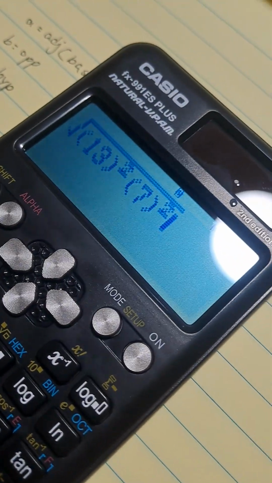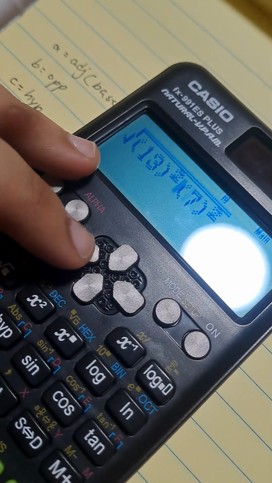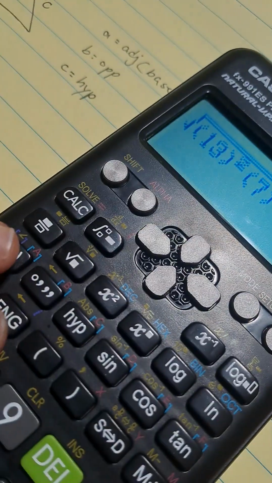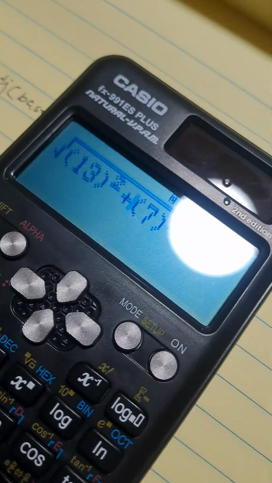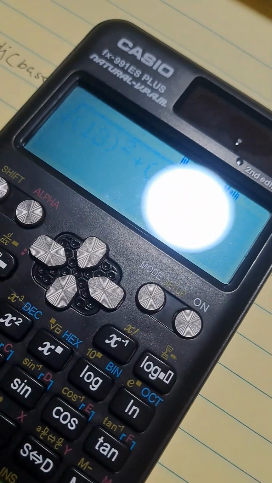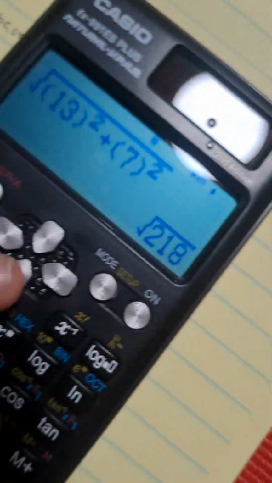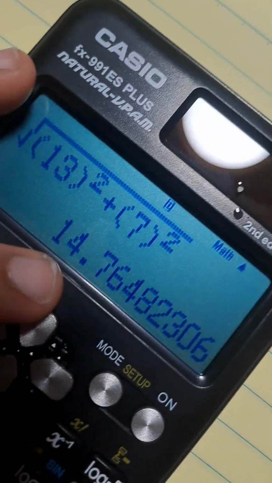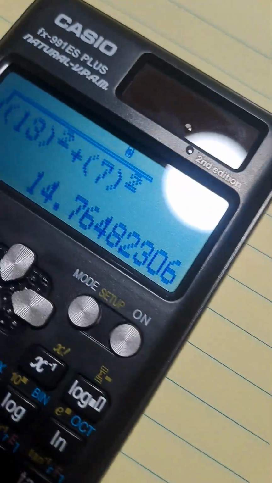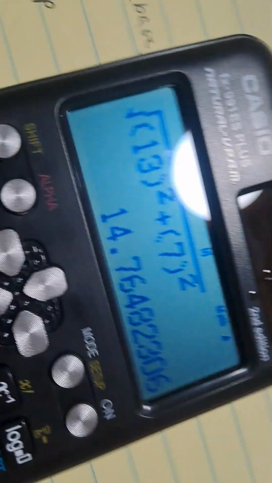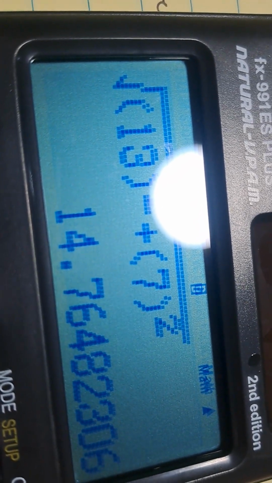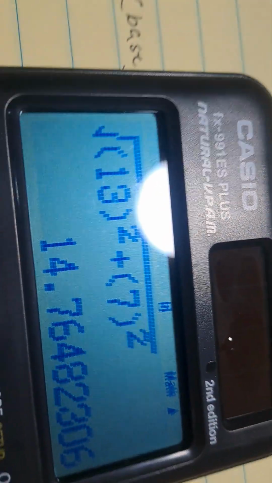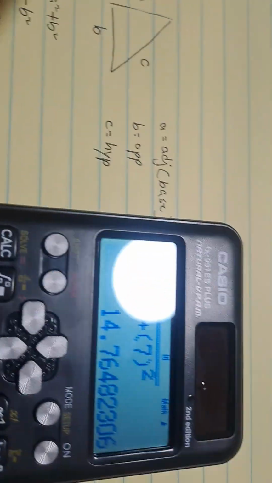Oh, forgot something. Do it like that. You'll be left with this answer, and you turn it into a decimal, and this would be your answer, 14.76. All I did is I used the square root of 13 to the power of 2 plus 7 to the power of 2, and then I got this answer, 14.76.